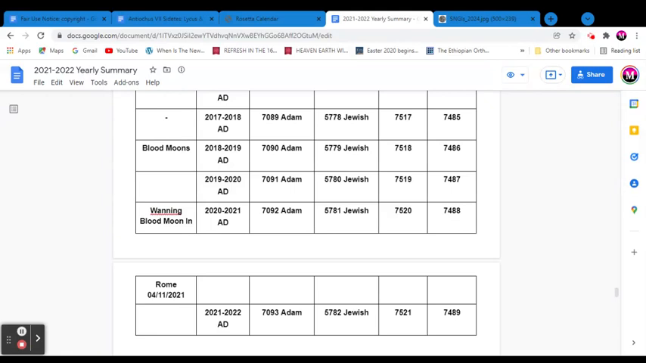Okay? So you have access to this chart. You can find it in two places. You go to the description box under the Most High Calendar. You will find it as the last page as you scroll through the calendar for this year, of the year of 2021 to 2022. Or you can find it under the yearly summary sheet. So that's in the video description box.